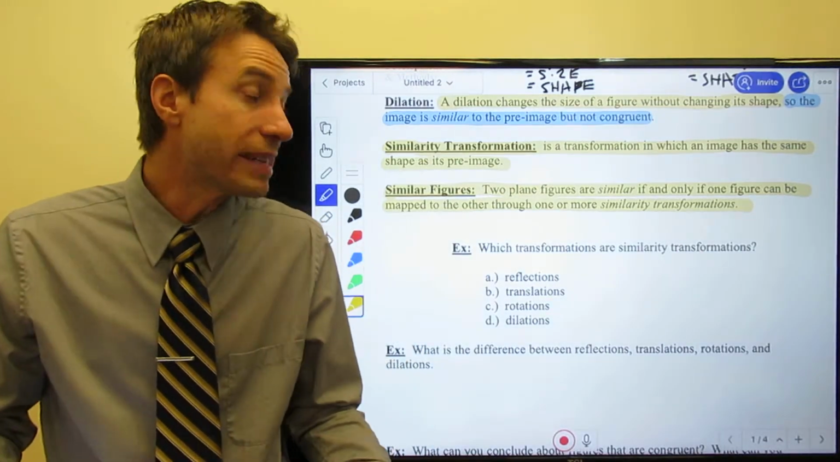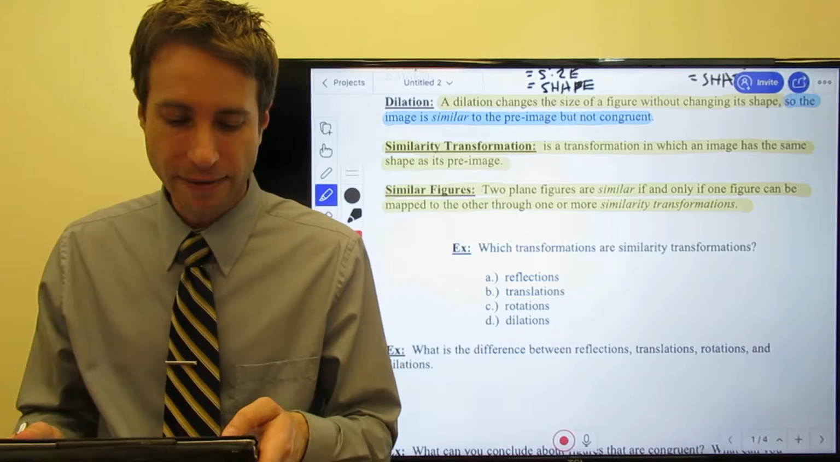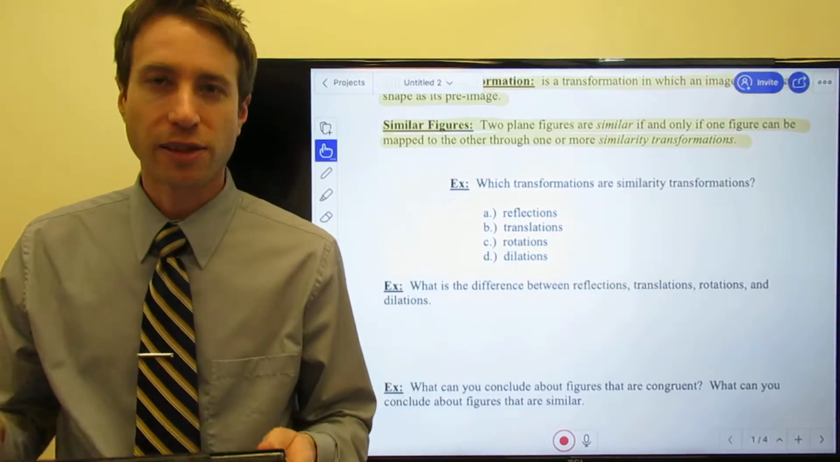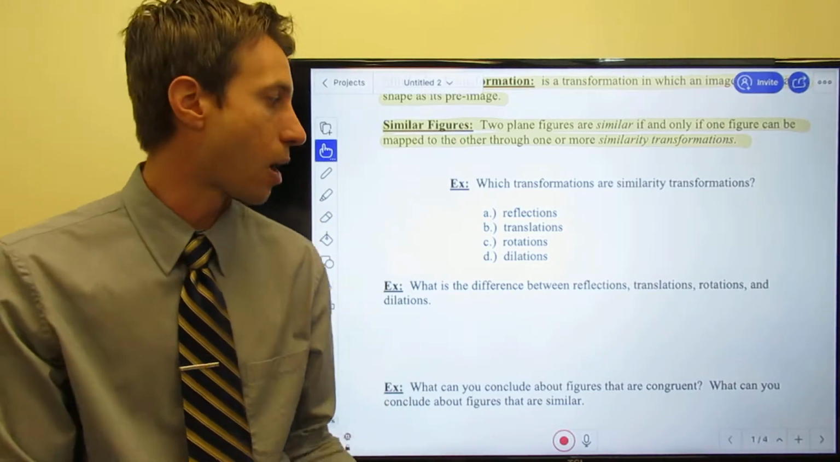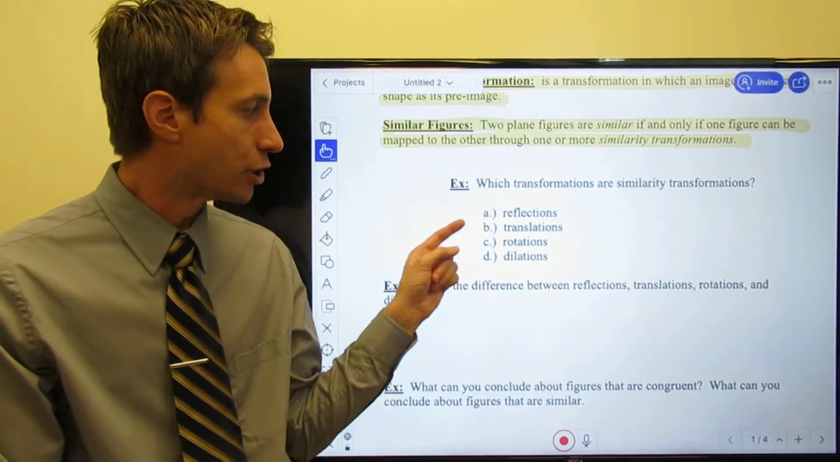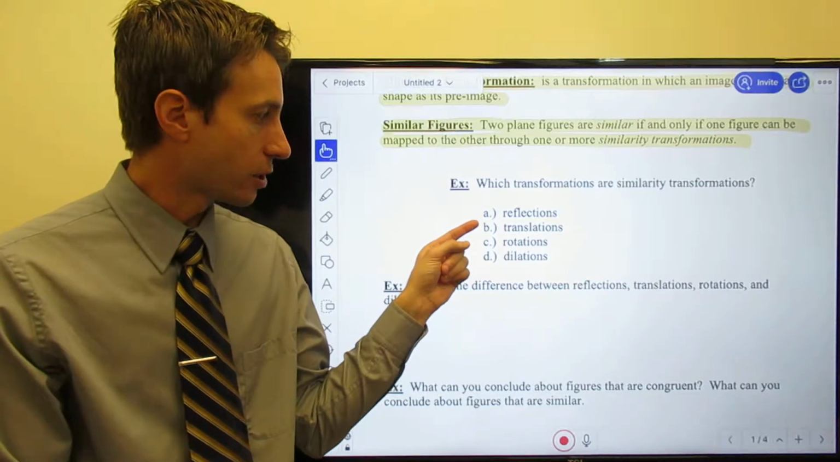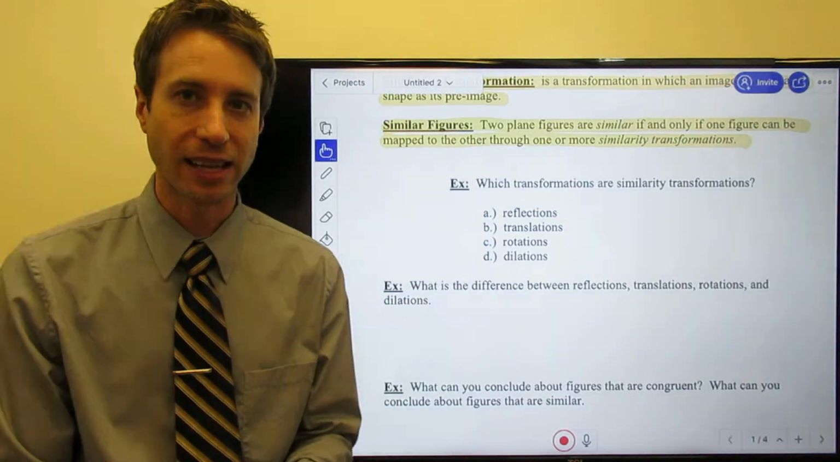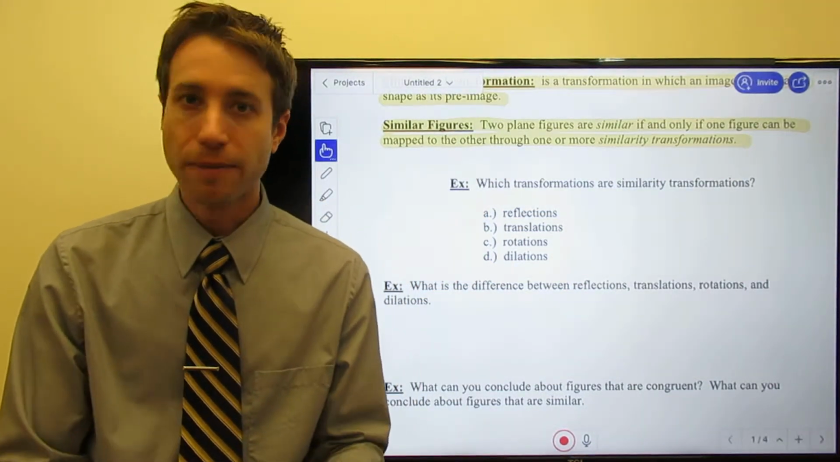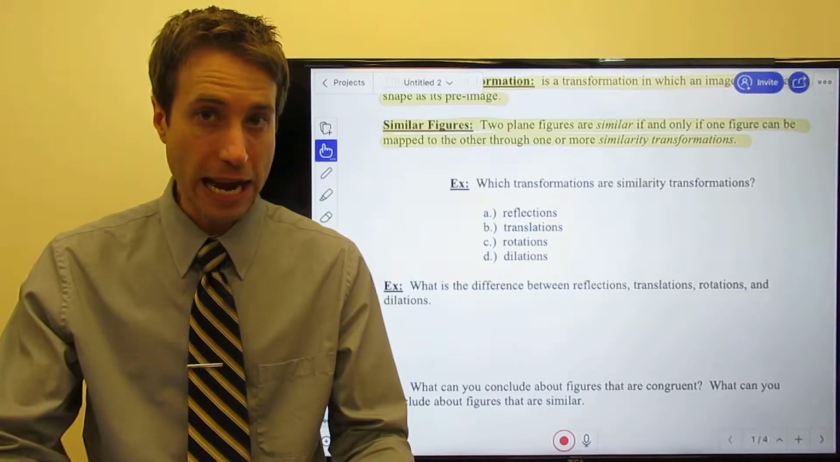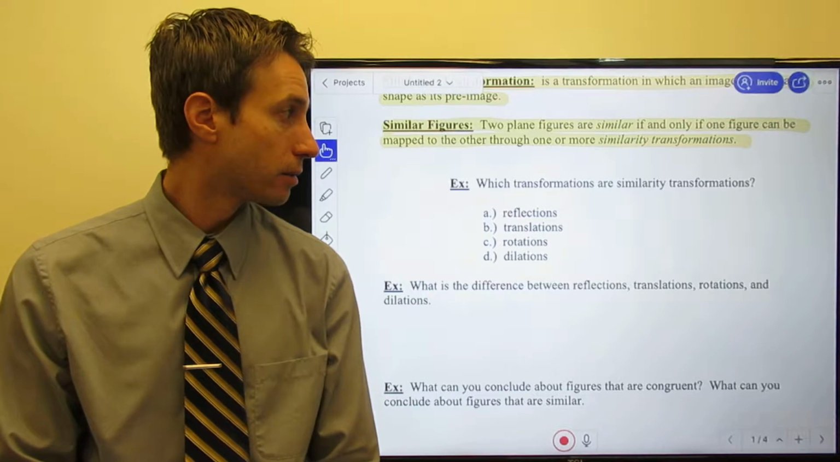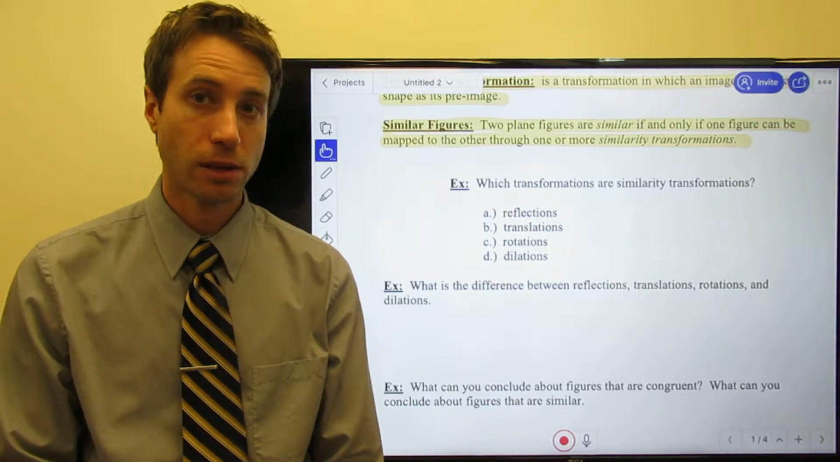And it's actually a really pretty simple question. You don't have to think about it too hard. Think back to the transformations we did back in chapter 1 and now our addition of dilations. So you have reflections, translations, rotations, and dilations. Do any of those transformations change the shape of the figure? No.